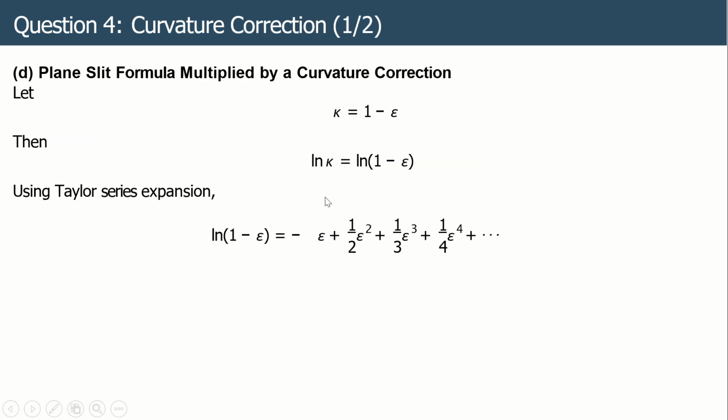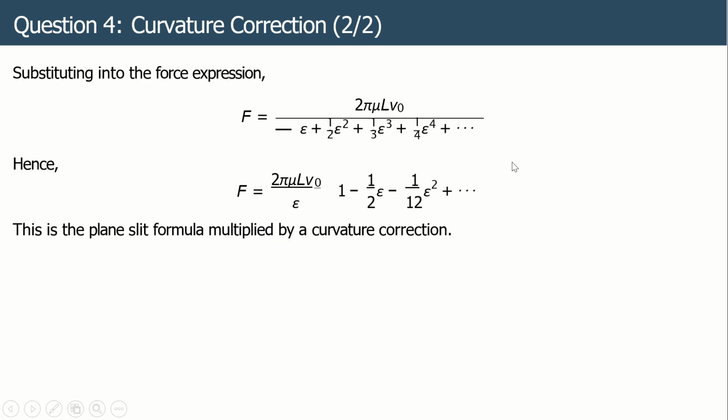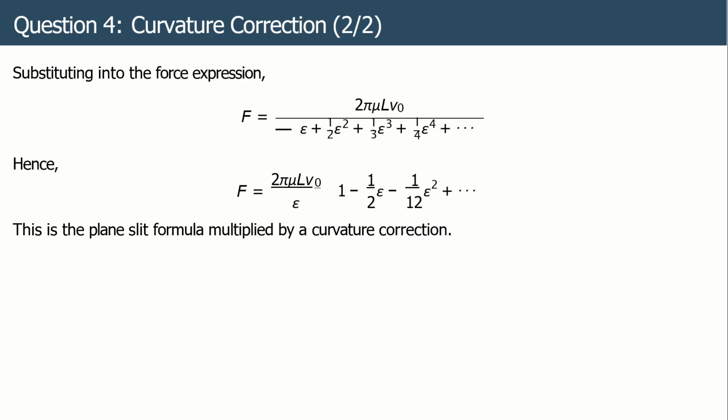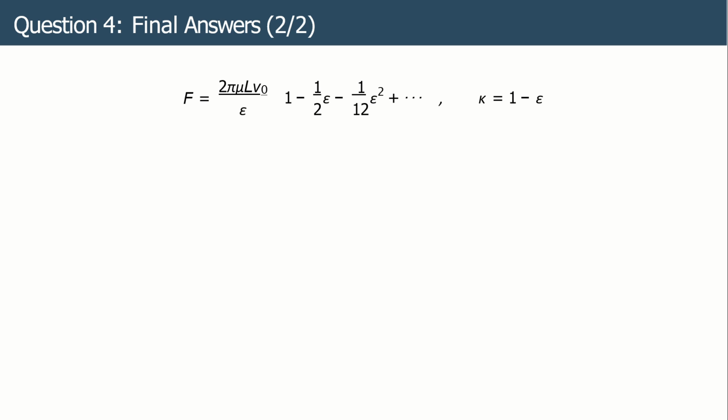And the last part is the plane slit formula multiplied by a curvature correction. For the curvature correction, it is this; you take the ln of this, then use the Taylor expansion, which is as this. We can expand it, and we get the final expression for the force. So these are the final answers.